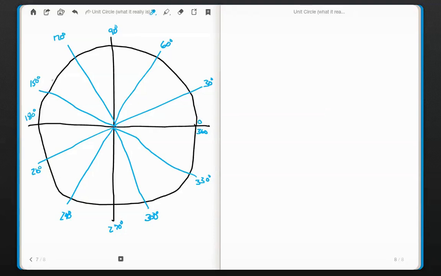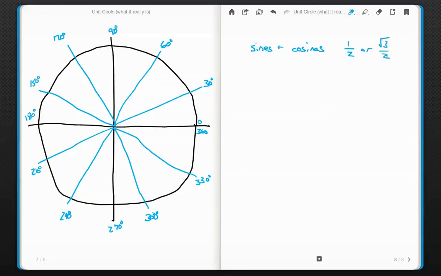So if we're trying to find the sines or cosines of any of these, sines and cosines, we know it's going to be either 1/2 or root 3 by 2. And then we have to figure out, is it plus or minus.